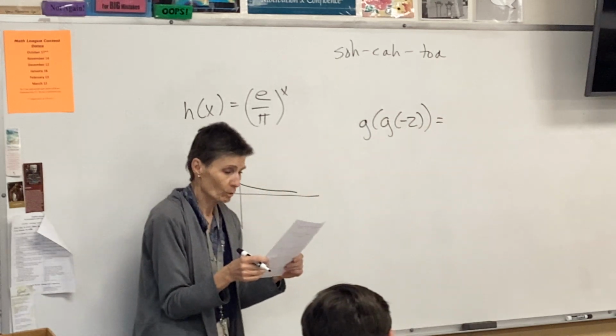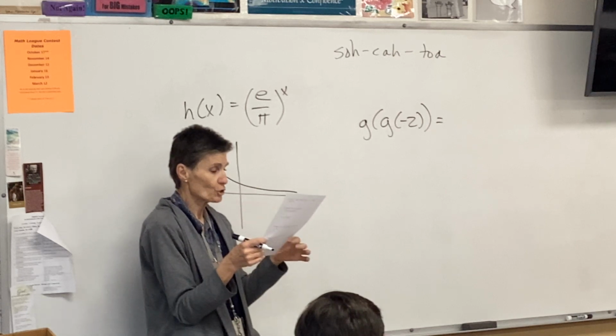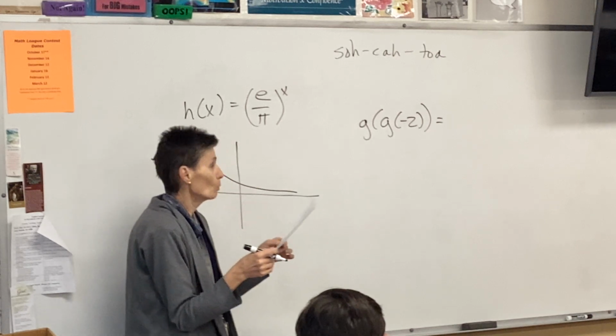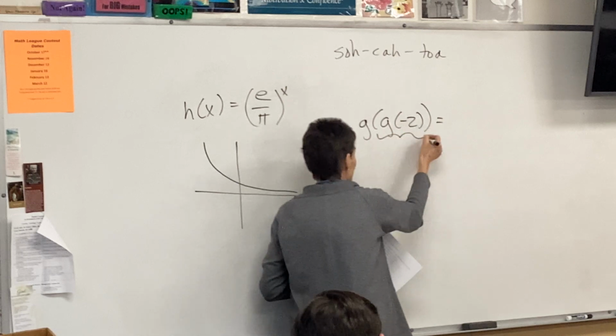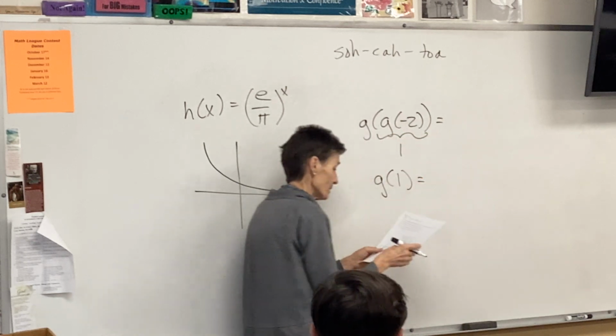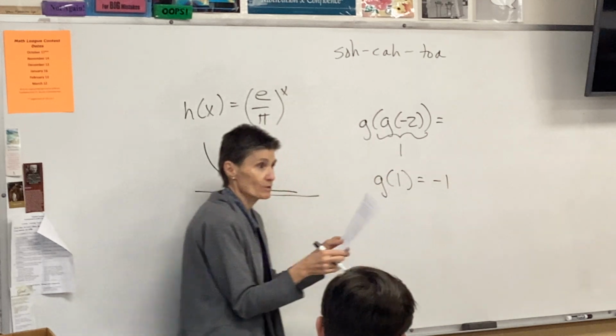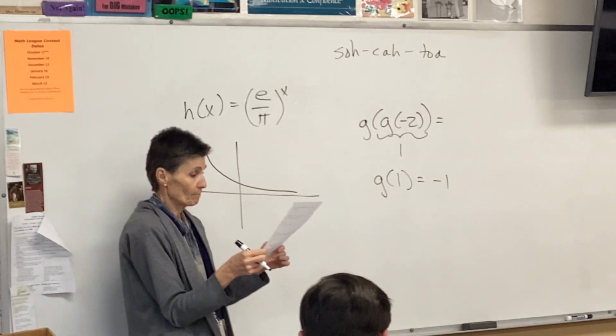All right, let's see. What's G? This is G, the picture's G. What's G of negative 2? 1. So this right here is 1. So G of 1 is negative 1. Perfect. You guys are geniuses. You're great. You're on target.